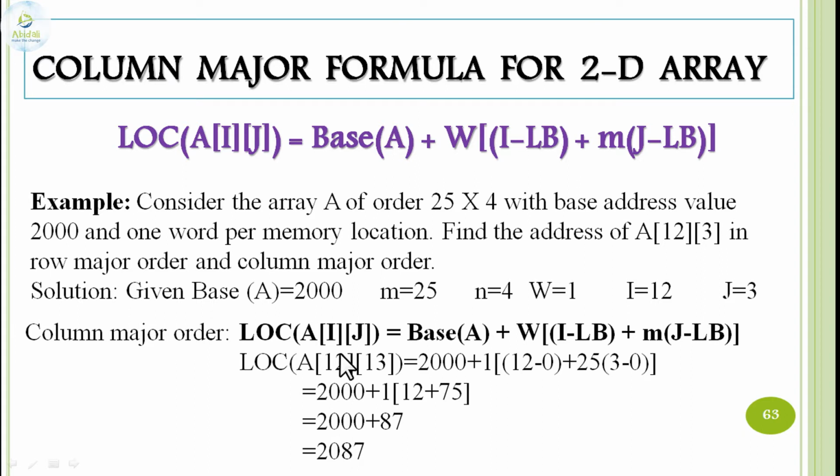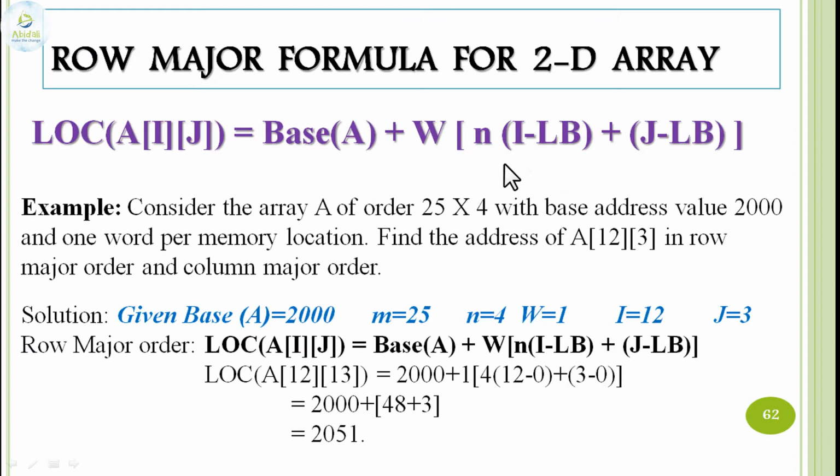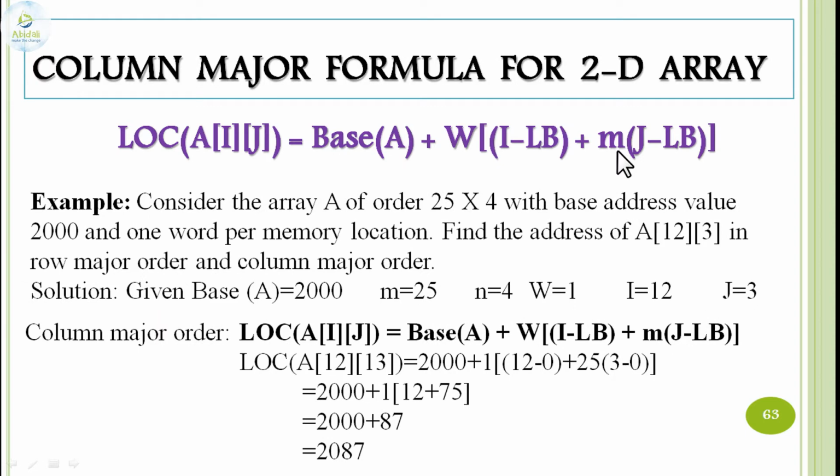Similarly, we will do it for the column major order. The formula that we will be using is location of A of ij is equal to base address of A plus W times I minus LB plus M multiplied by J minus LB. Here, in the place of N used in row major order, in column major order we will be using M. The same values have been taken across.